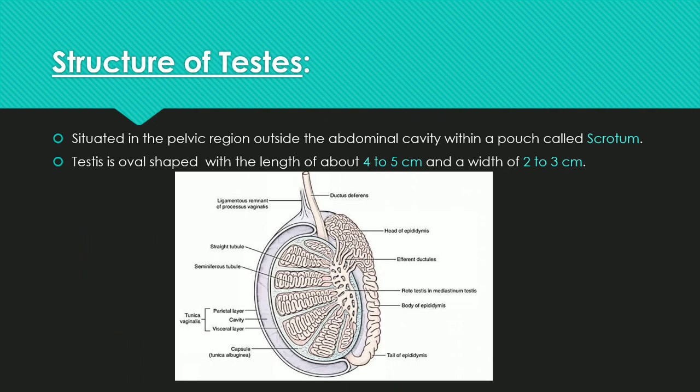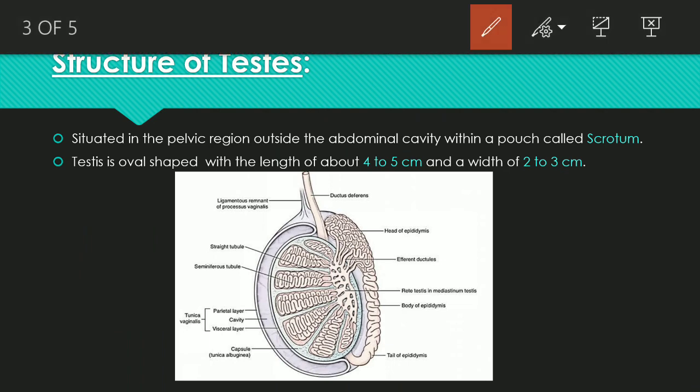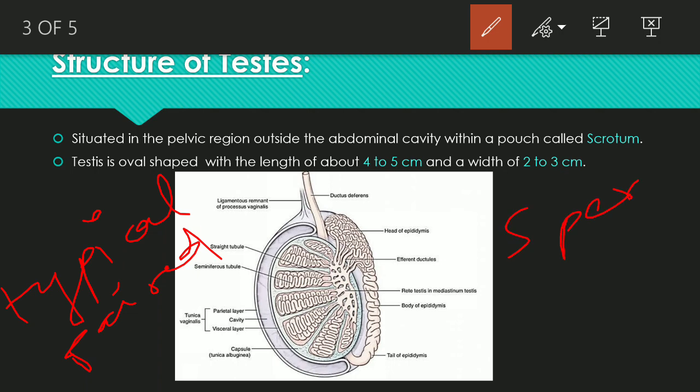The testes can be defined as the typical paired male reproductive gland that produces sperm and secretes testosterone. And in most mammals, it is contained within a scrotum at sexual maturity.